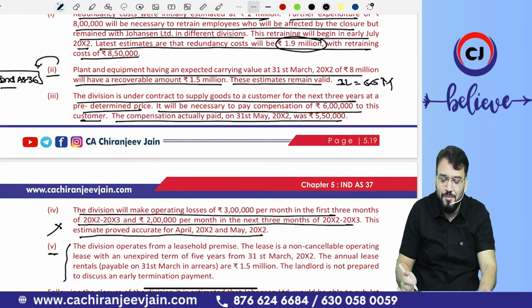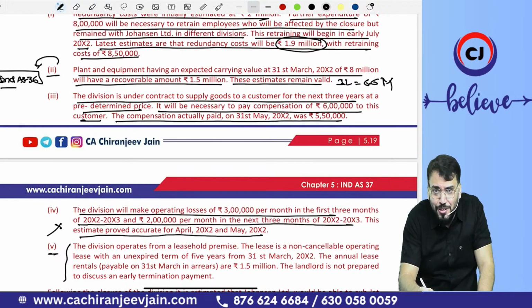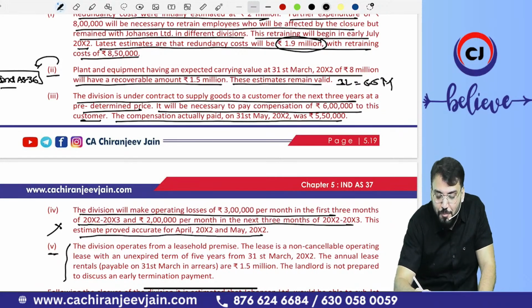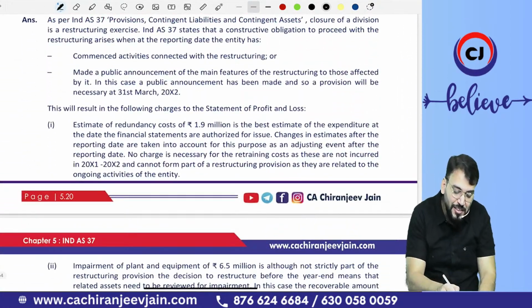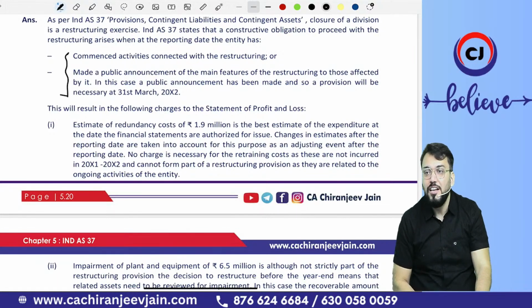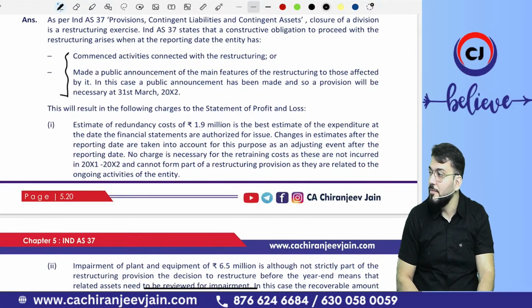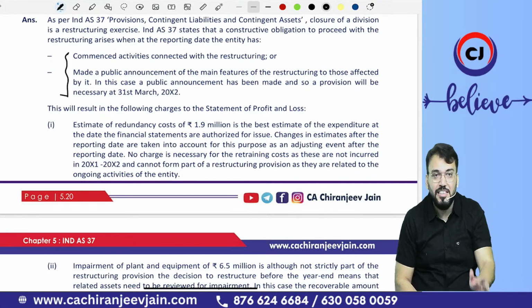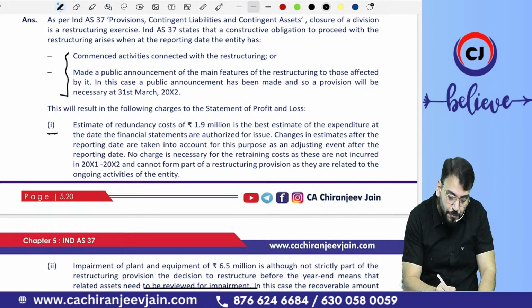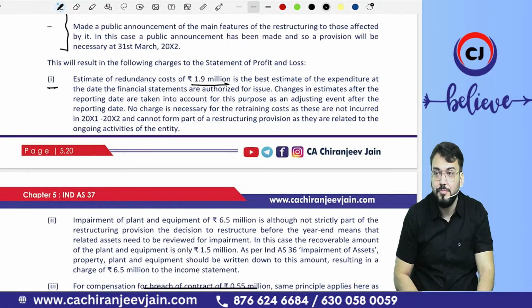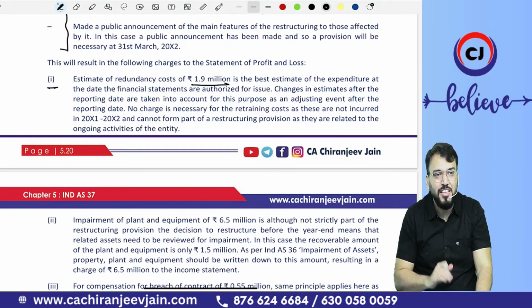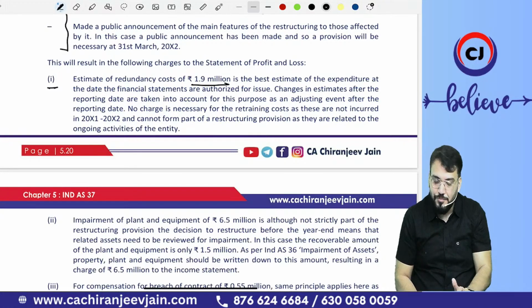Let's see. I have also forgotten the answer, whether it is 6 lakh or 5 lakh 50,000. Let's see what answer has been given. But from my point of view, the provision should be 5,50,000. So except point number 5, let us read the solution. First they have given the two conditions, and we should create a provision for restructuring cost. That too we have understood. First point number 1, we should create a provision of 1.9 million. Balance you can read.